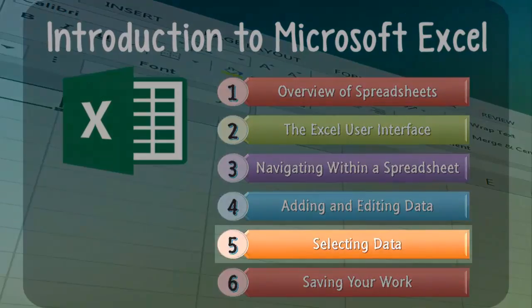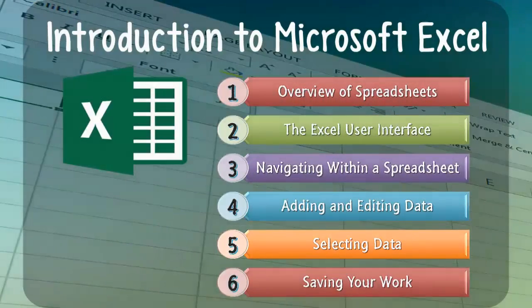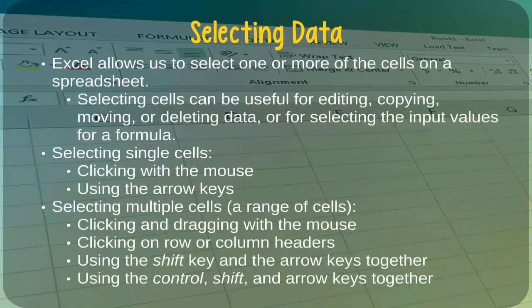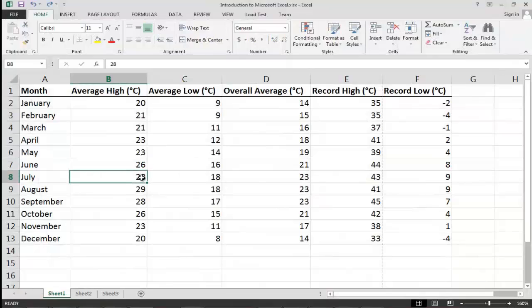Next, let's learn some useful ways of selecting different types of data on a spreadsheet. To begin, note that Excel provides us with the ability to select one or more of the cells on a spreadsheet. Selecting cells can be useful for editing, copying, moving, or deleting data, or for selecting the input values for a formula. Thanks to our earlier discussion and demonstrations, we've already learned how to select single cells in a Microsoft Excel spreadsheet by either clicking on the cell with the mouse or by using the arrow keys.